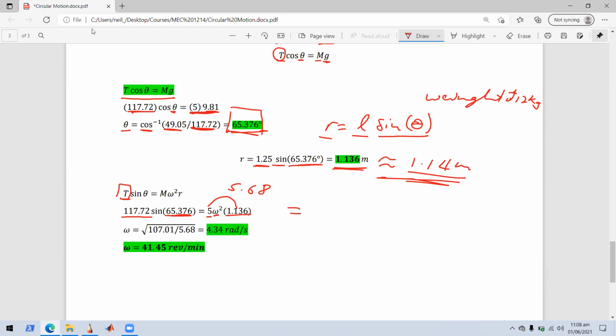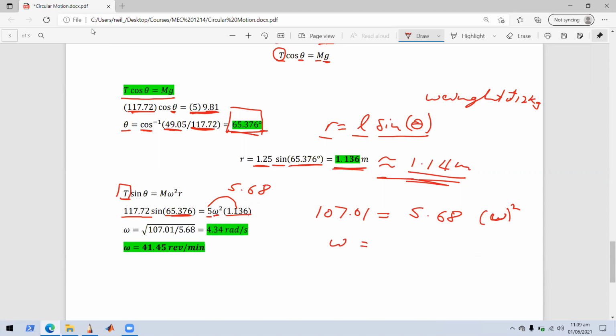So let's rewrite that back. Over here is equal to 5.68 times omega squared. Omega squared is equal to 117.72 times sine 65.376. This here should be equal to about 107.01, right? Solving for omega.